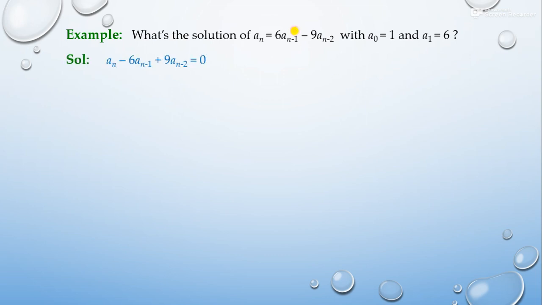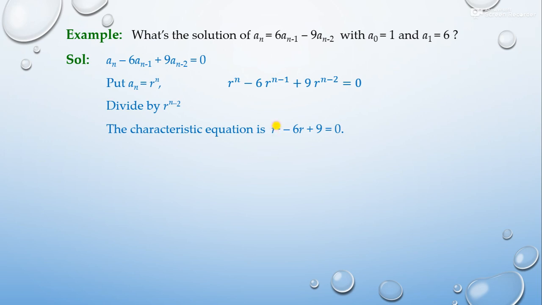First, this is our homogeneous recurrence relation, right? So the first step is that you have to put a_n equal to r raised to the power n. Now our equation becomes r^n minus 6 r^(n-1) plus 9 r^(n-2). After that you have to divide this equation by r^(n-2), because this is the lowest term. When you divide it, you will get the characteristic equation, which is r square minus 6r plus 9 equal to 0.